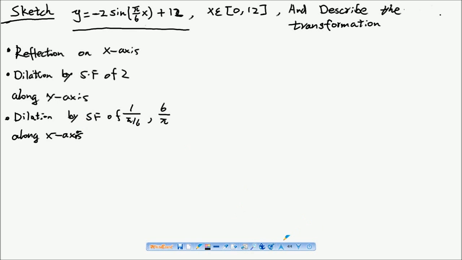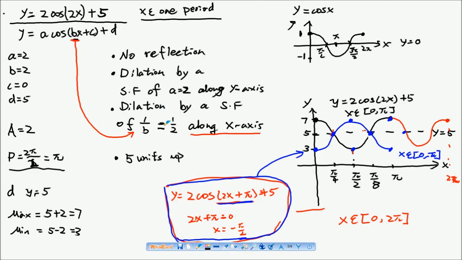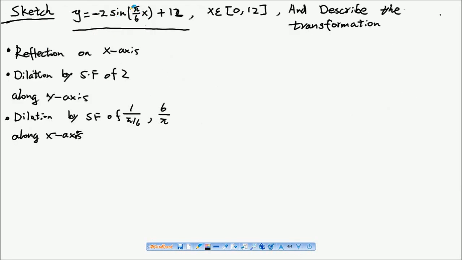It's basically the same principle there. The dilation is 1 divided by the coefficient of the x inside the bracket. It's 1 on b, and here your b is pi on 6, so 1 on pi on 6 is the reverse of it, which is 6 on pi. Now let's do translation. There's no horizontal translation, but a vertical translation, so it's 12 units up.